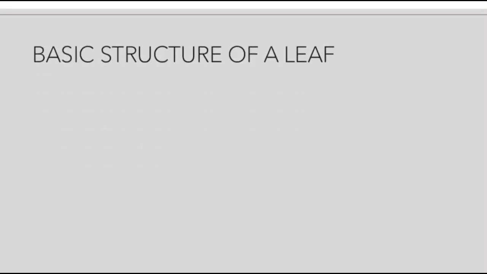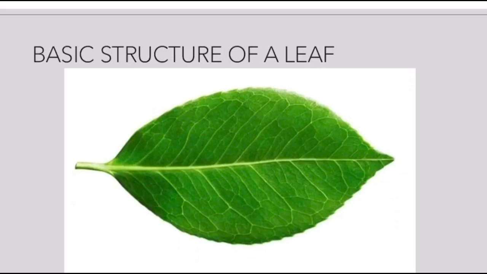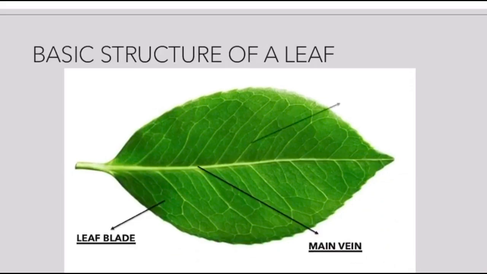So let's start with the basic structure of a leaf, and to understand this you can see an image of a leaf on the screen and we can see the different parts of the leaf. The first part is the leaf blade, the second arrow is showing the main vein, and the third part is the side vein.